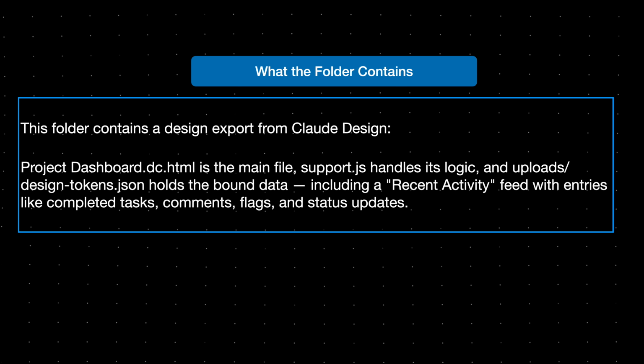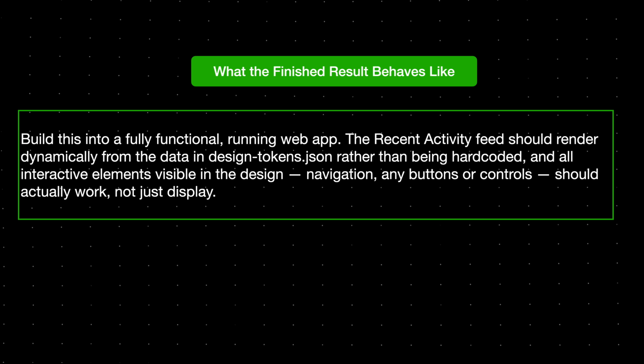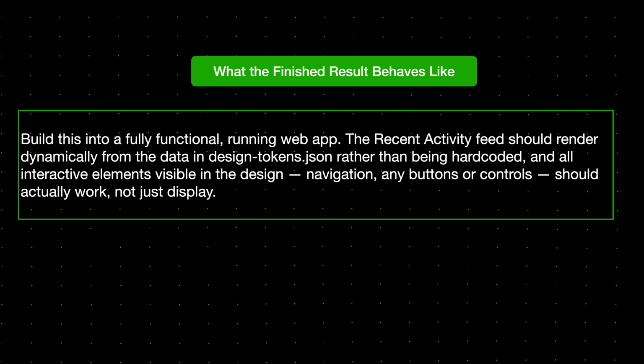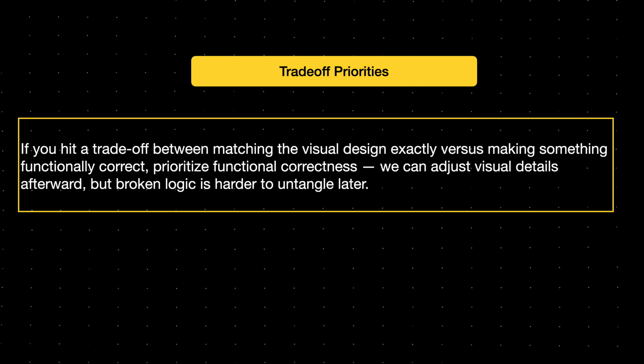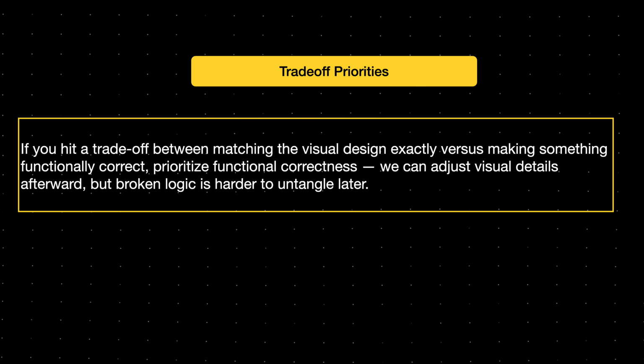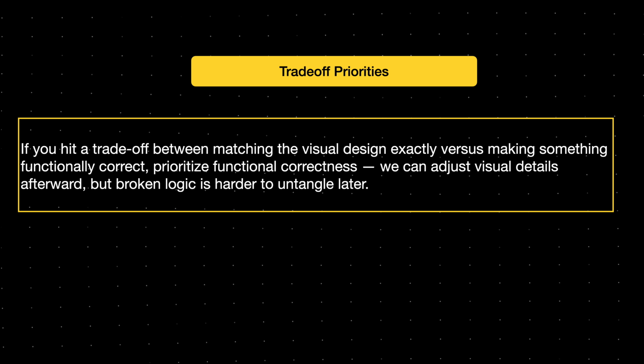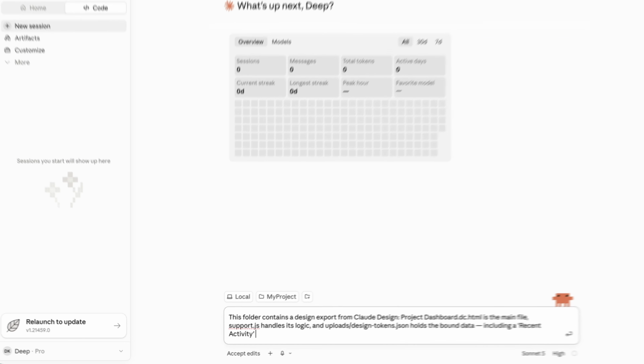What the folder contains, what the finished result should behave like, and which pieces matter most if a trade-off comes up. Skip that last part, and Claude Code will still build something. It just might optimize for the wrong thing when it hits a judgment call you didn't account for.